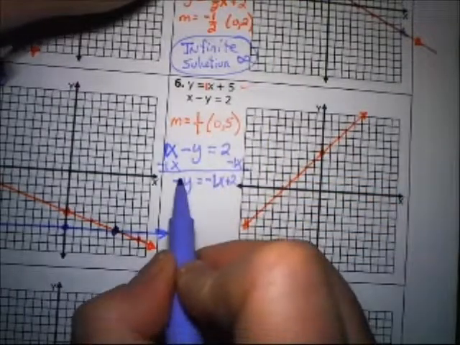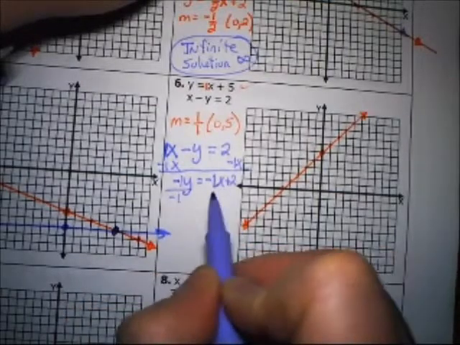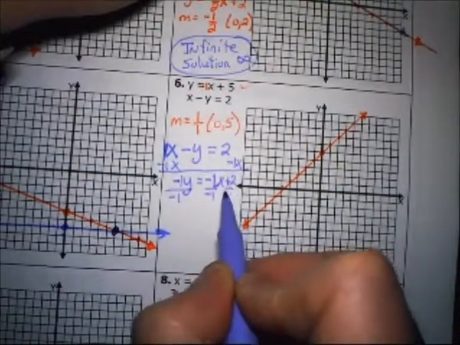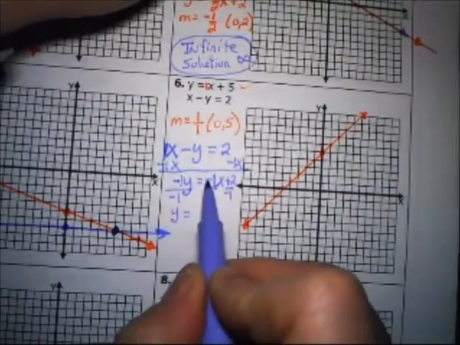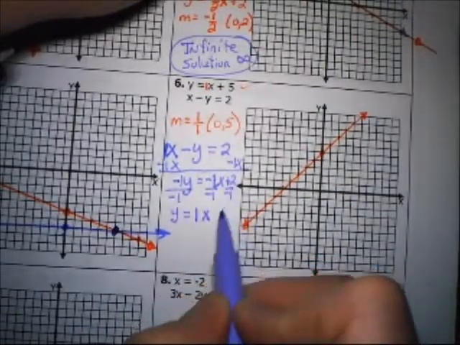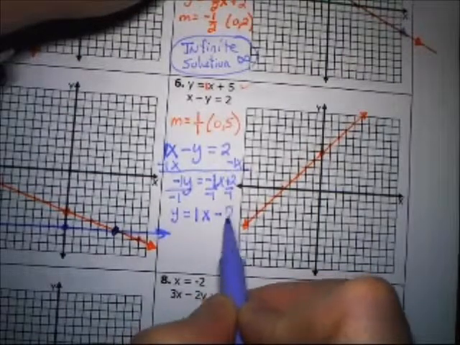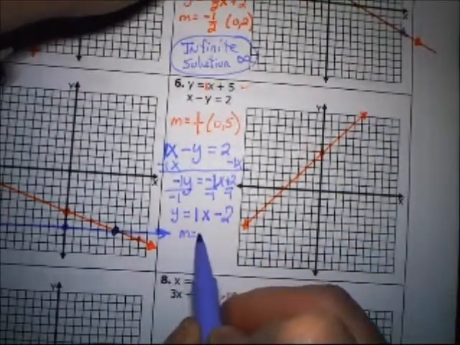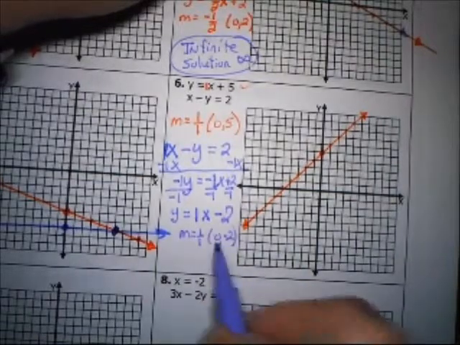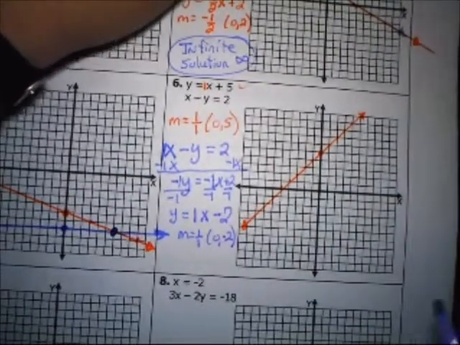Now this negative y, I'm going to put an understood 1 in front of it, so that now I divide by that negative 1. And that gives me y equals, negative 1 divided by negative 1 is just a 1. And 2 divided by negative 1 is a negative 2. So my slope is 1 over 1. And my intercept this time is 0, negative 2.